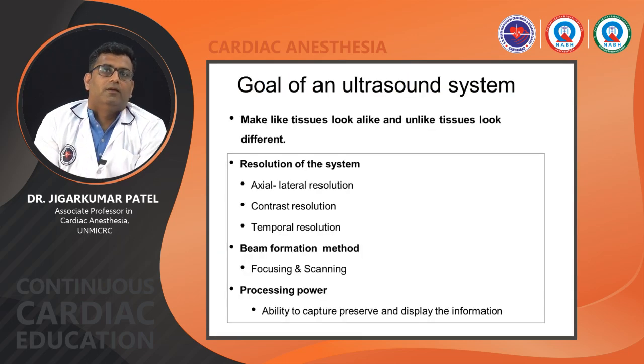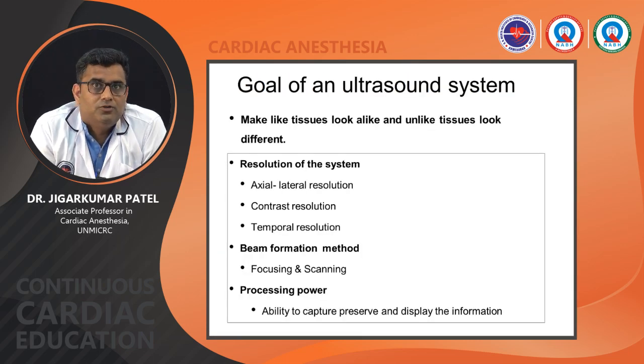Now the goal of an ultrasound system is to make like tissue look alike and unlike tissue look different, and it depends on three factors. The first is the resolution of the system. Resolution of the system is of three types: axial or lateral resolution, contrast resolution and temporal resolution. Second is the beam formation method, how the system will focus and scan the area. And third is the processing power, the ability to capture, preserve and display the information. We will see them one by one.